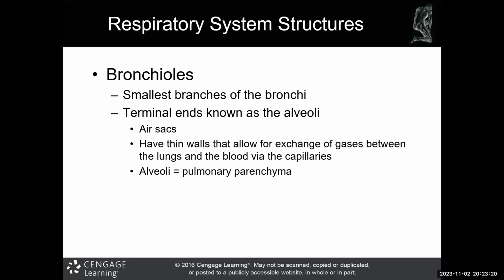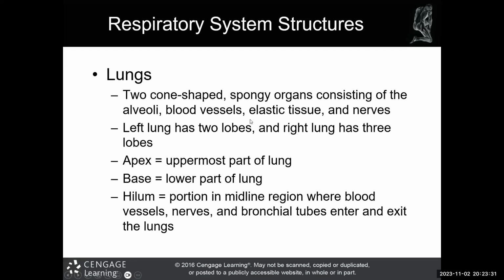Alveoli are pulmonary parenchyma. So it's where we get the exchange of oxygen and carbon dioxide. So the lungs are two cone-shaped, spongy organs consisting of the alveoli, blood vessels, elastic tissue, because they do need to expand and contract, and the nerves. This is important. The left lung has 2 lobes. The right lung has 3 lobes.